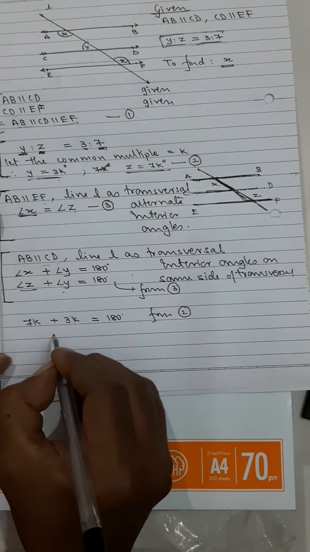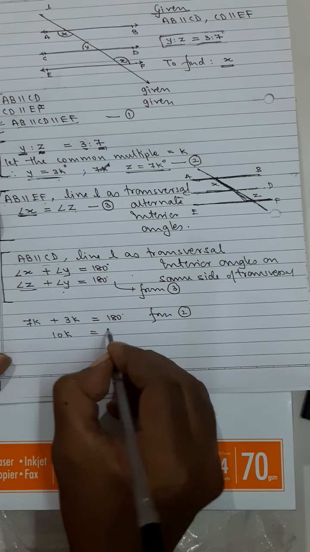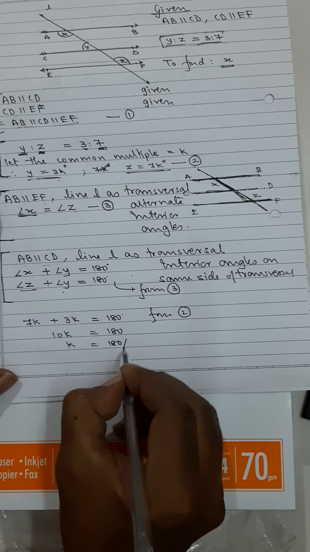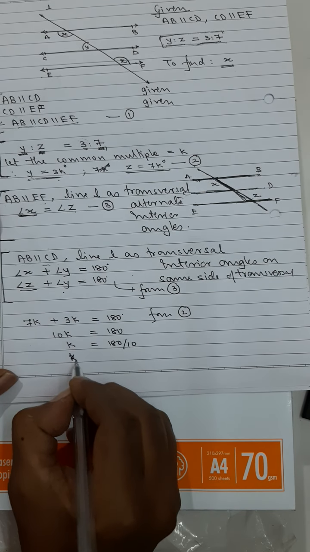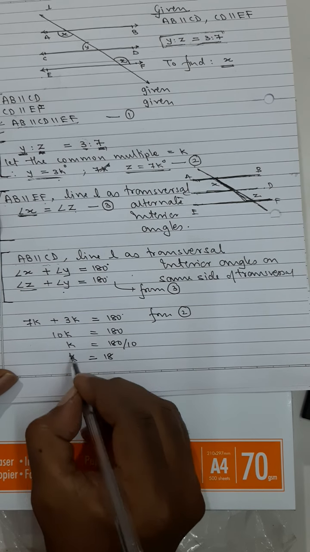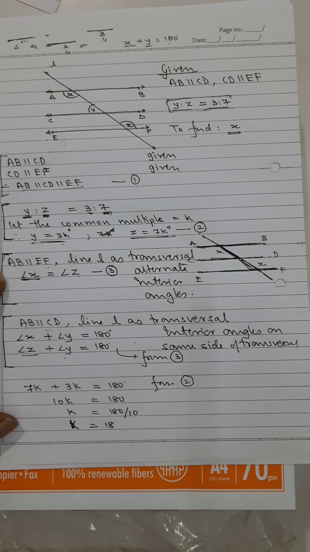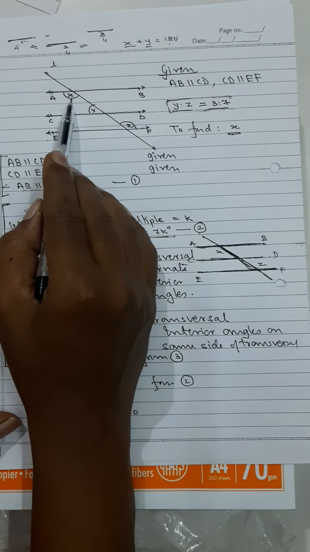And then 7k plus 3k is equal to 10k is equal to 180. Therefore, k is equal to 180 upon 10. K is equal to 18. What have they asked us to find? They have asked us to find x. X is what? This.